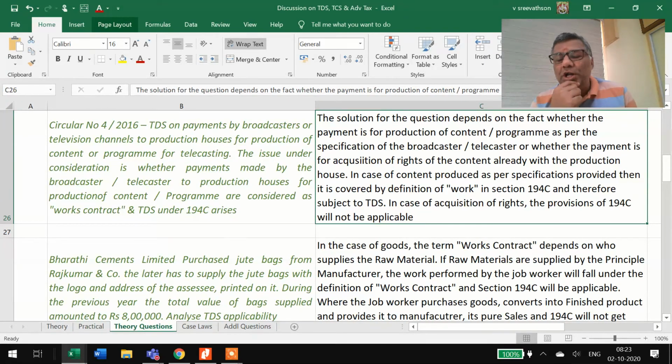So if I am buying my own shelf goods, okay, Sun TV is approaching AVM Television for purchasing the rights of the Samsaram Adu Minsaram film. Or Sun TV approaches AVM and says that you need to produce a television content for me.